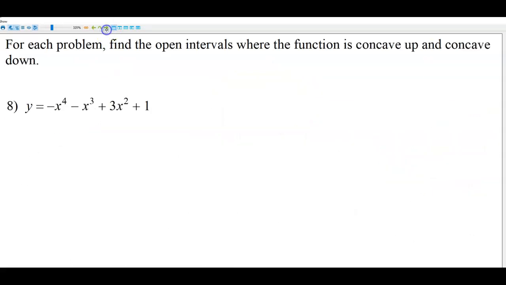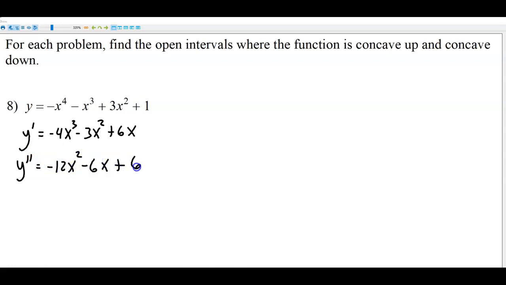Moving on to number 8. Now we're being asked to find where a function is concave up and concave down. This is going to be pretty similar to what we just did. It's just that we're doing it with a second derivative. So we need to start by finding our first derivative. And then we proceed to find our second derivative. We're going to set that equal to 0. And we're going to factor once again.